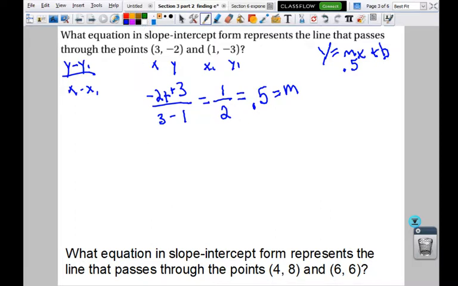So to find b, I'm going to take my first one right here. And I don't care about the second one. I needed the second one for my slope. Now that I have my slope, I don't care about it.